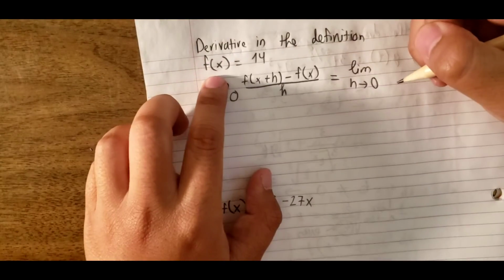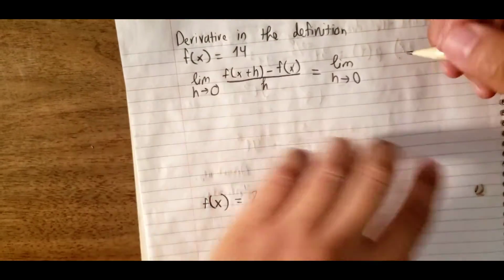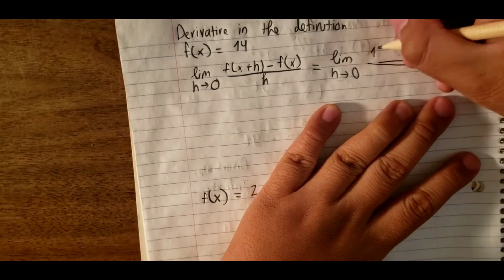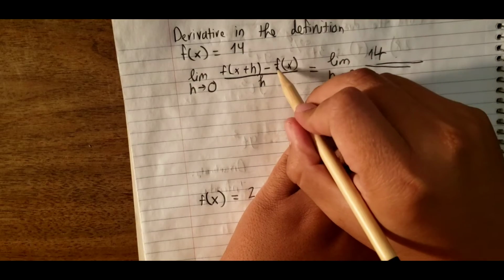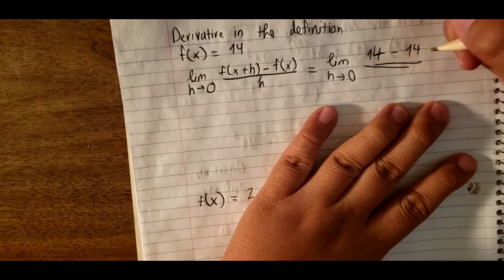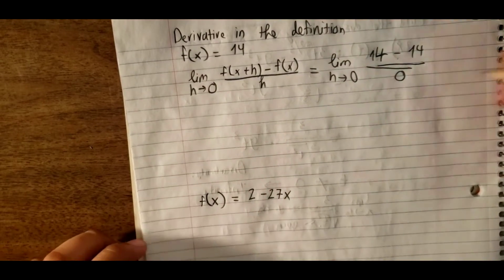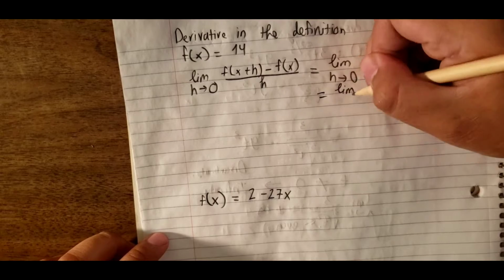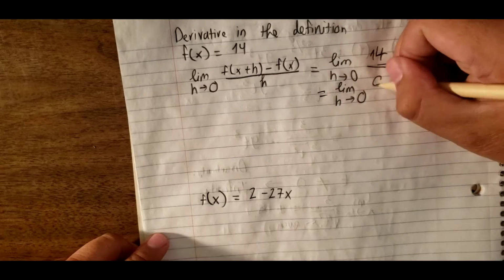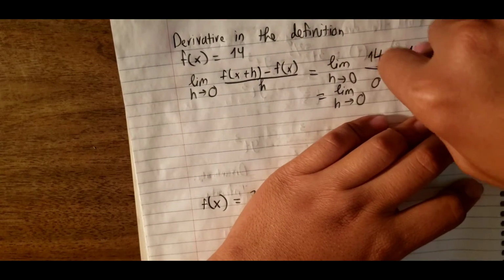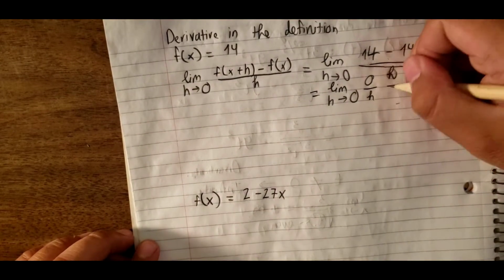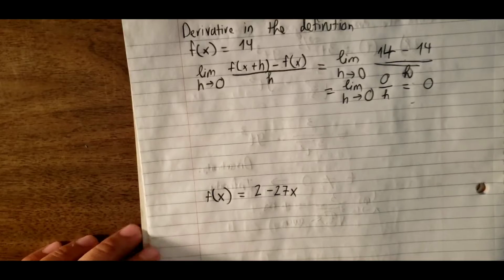So in here we have the function equal to 14, and we just put 14 in here, and we still get 14 because we don't have a variable. We have minus f, which is 14, so that's 14. Then we divide by h. Later we have the limit, and we have 14 minus 14, which is 0. Oh, sorry, this is h, not 0. Then divide by h, so we have the limit as h goes to 0.